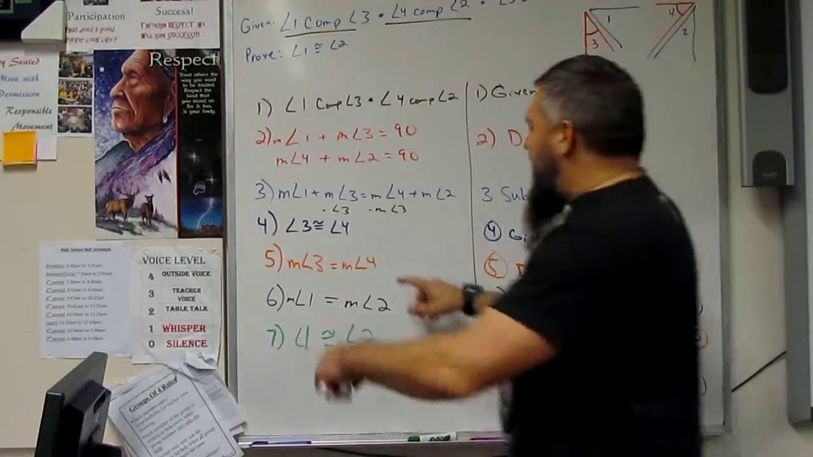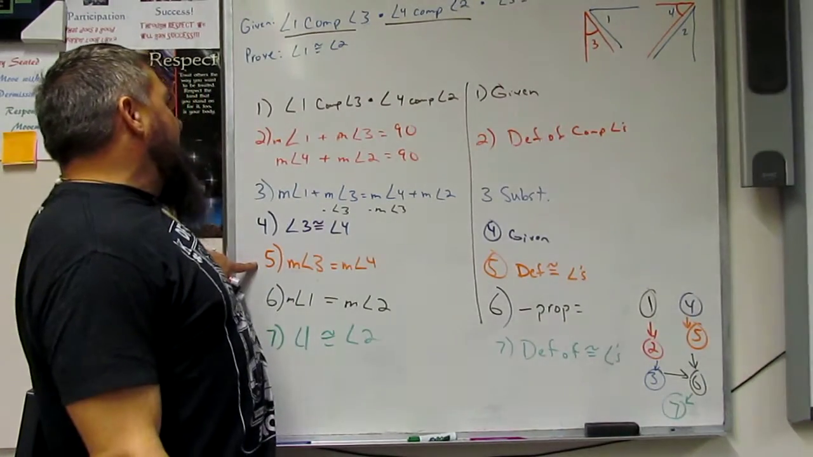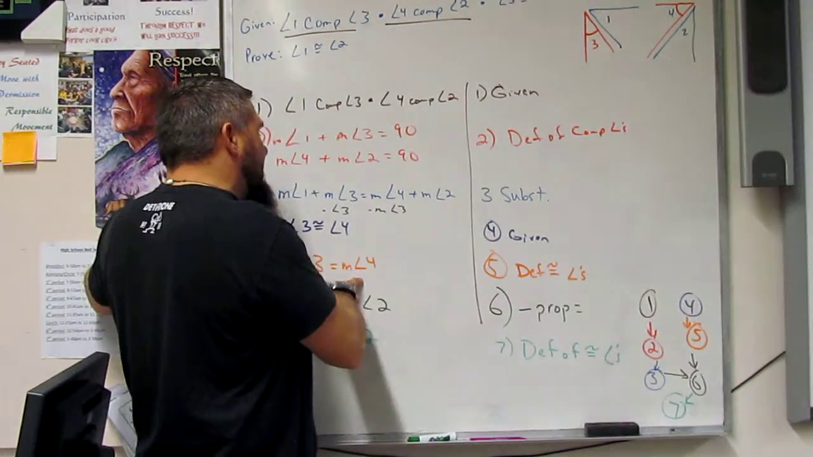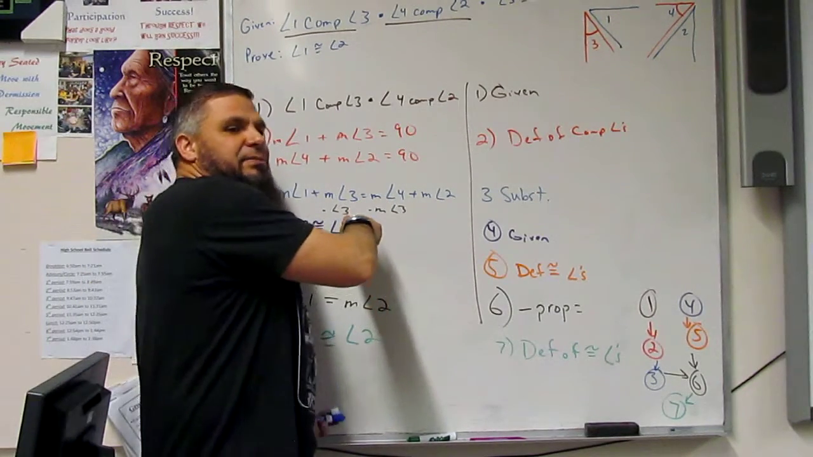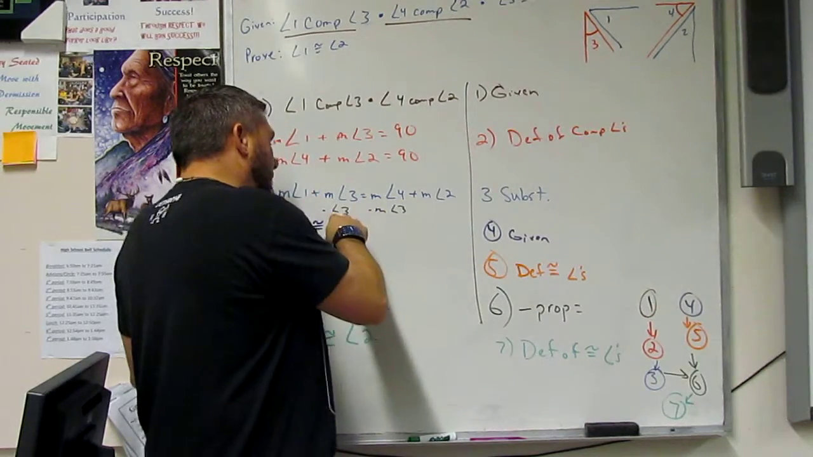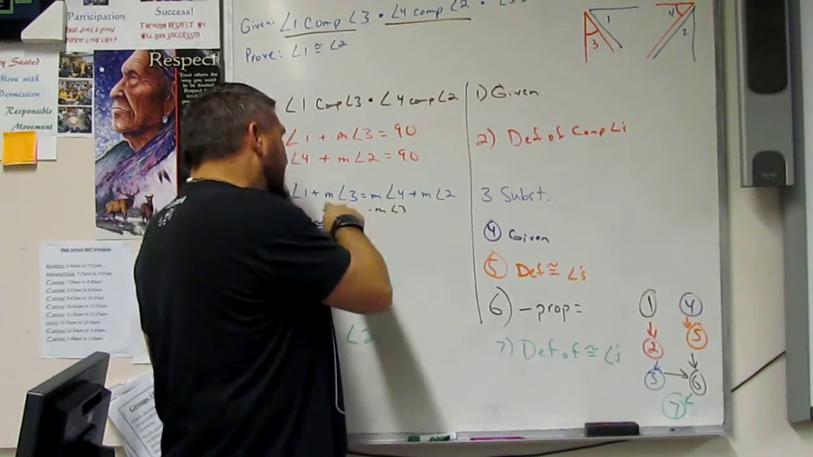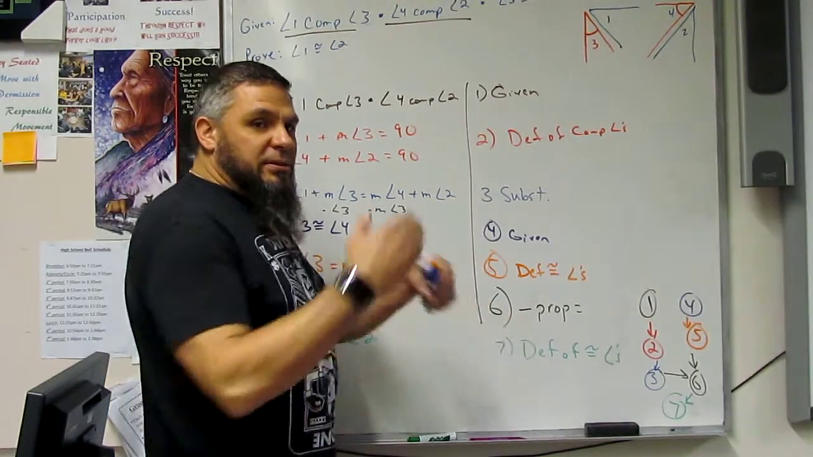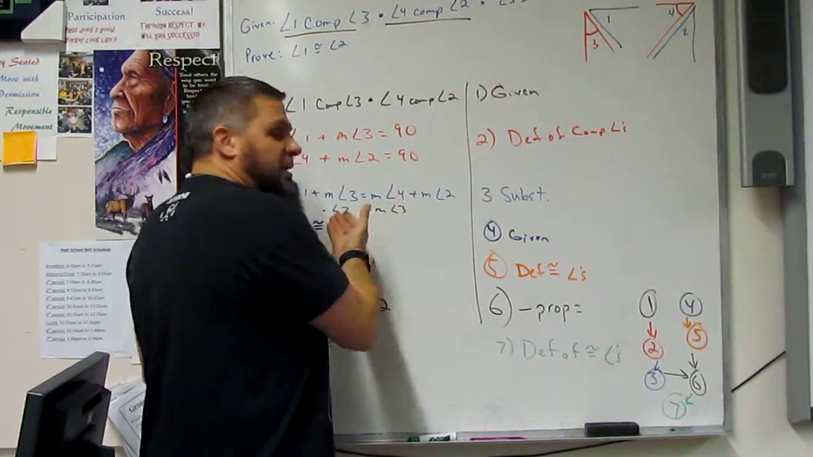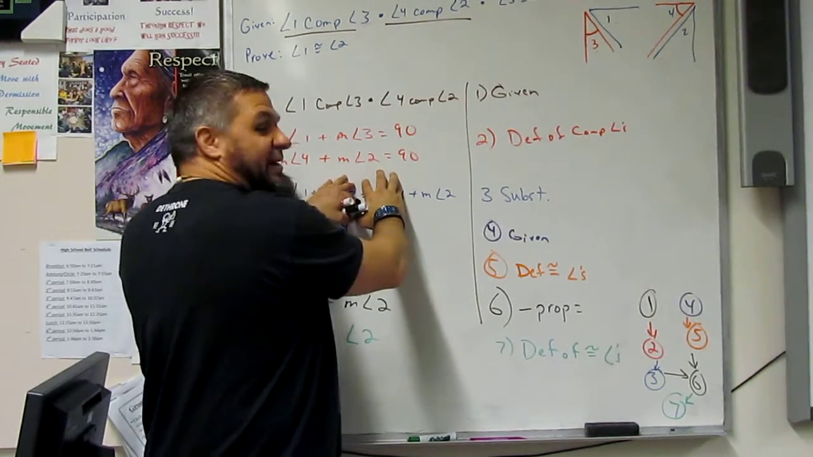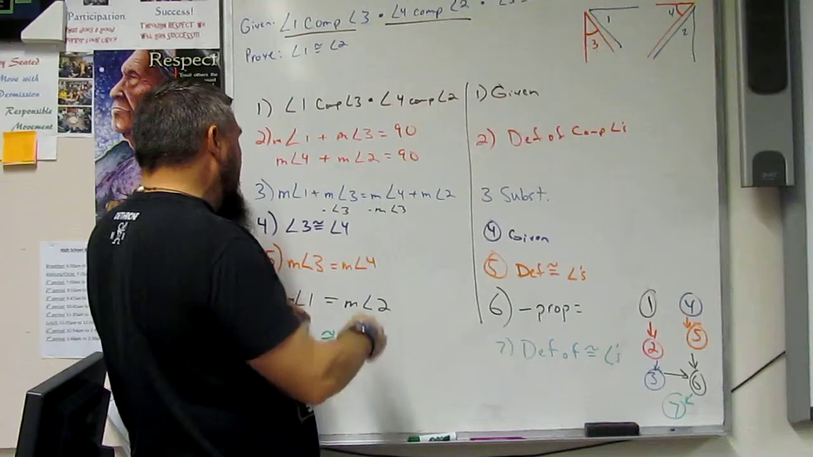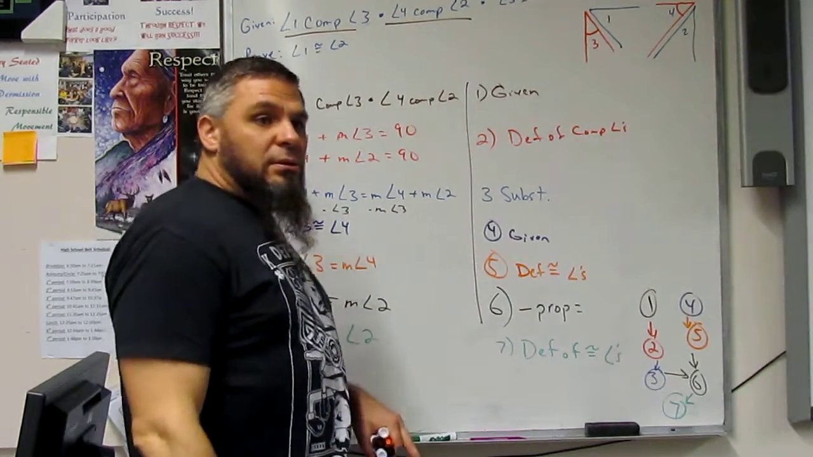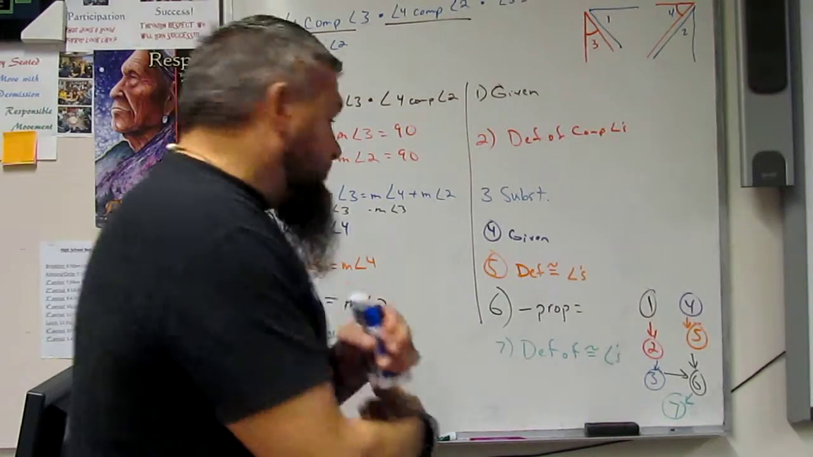Then we used 5 and 3. And we basically said, hey, since these are equal, then I could basically subtract angle 3 from both of these sides using my subtraction property of equality, because I subtracted from both sides. Because they're both equal, that would get rid of them, and what's left is that angle 1 is equal to the measure of angle 2. Okay?